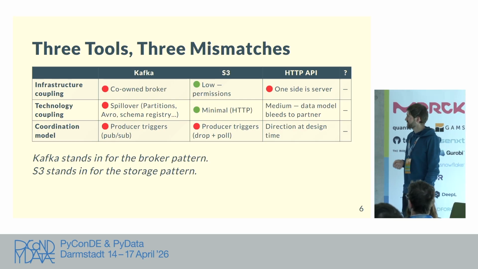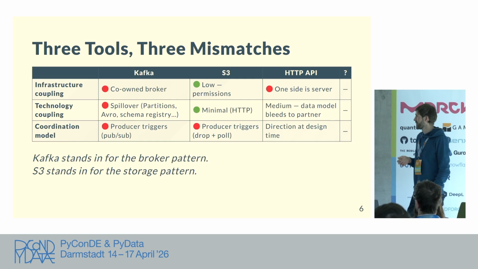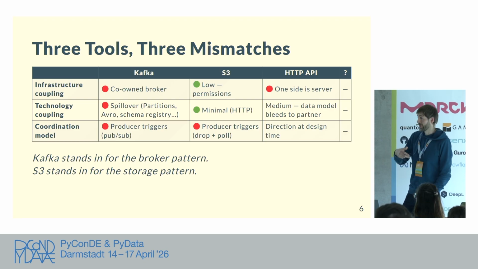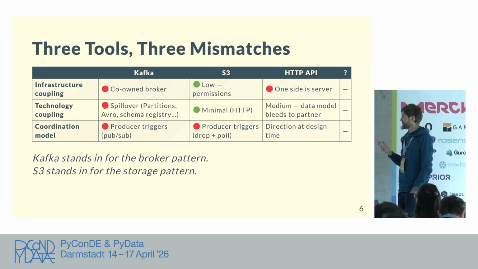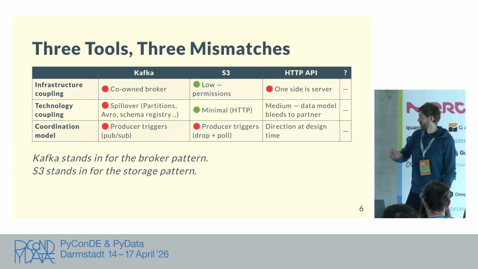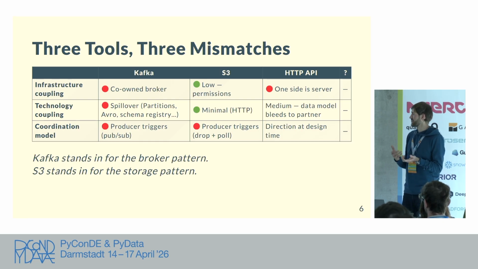One is the infrastructure coupling. It's basically saying how much infrastructure we need in the middle or on one or both sides. The other one is the technology coupling. It's a little bit fuzzy, I know, but this is like the spillover. How much do we impose on our partner? And the coordination model is about pub/sub or event-driven communication, request response, or push or pull, basically. It's different ways to describe it.